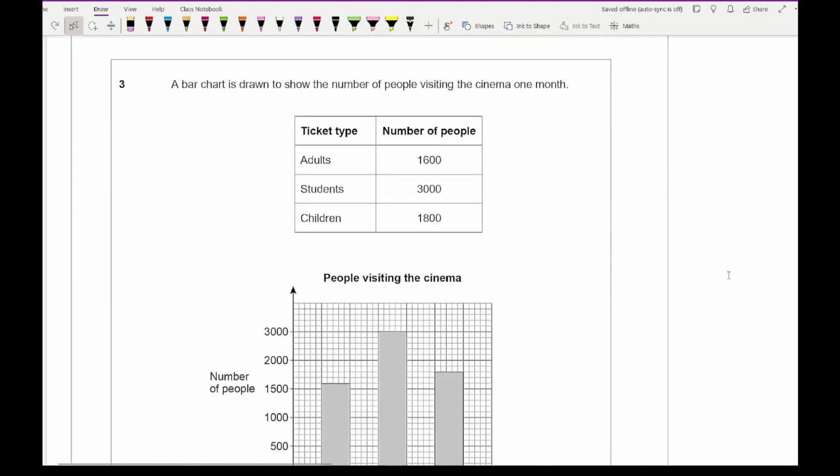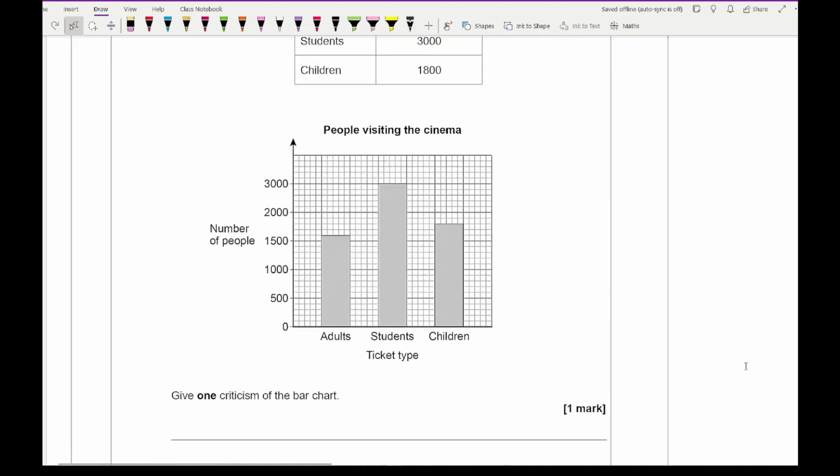Moving on to question 3, it says a bar chart is shown to show the number of people visiting a cinema in 1 month, and we've got adults, children and students. It says give one criticism of the bar chart. So again, when criticizing a bar chart, you always want to look for equal spaces. You want to make sure the bars are equal length, and you also want to make sure that there is a gap between each of the bars, but also look at the scale going upwards as well.